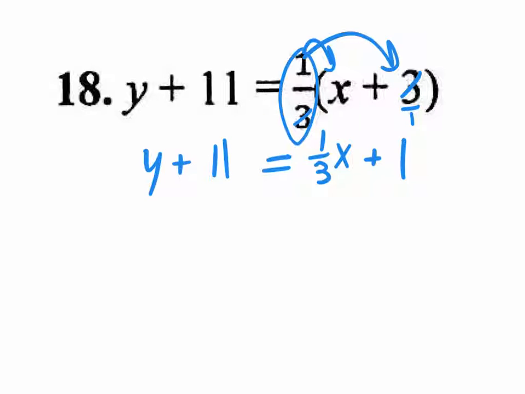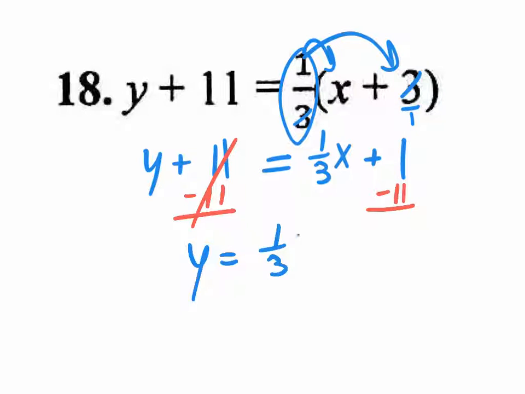So there's many different things you could choose to do. Andrea, what would you choose to do first? Get rid of the 11? Sure, why not? Let's go minus 11. Minus 11. And let's rewrite what we have. We have y equals 1/3 x minus 10.